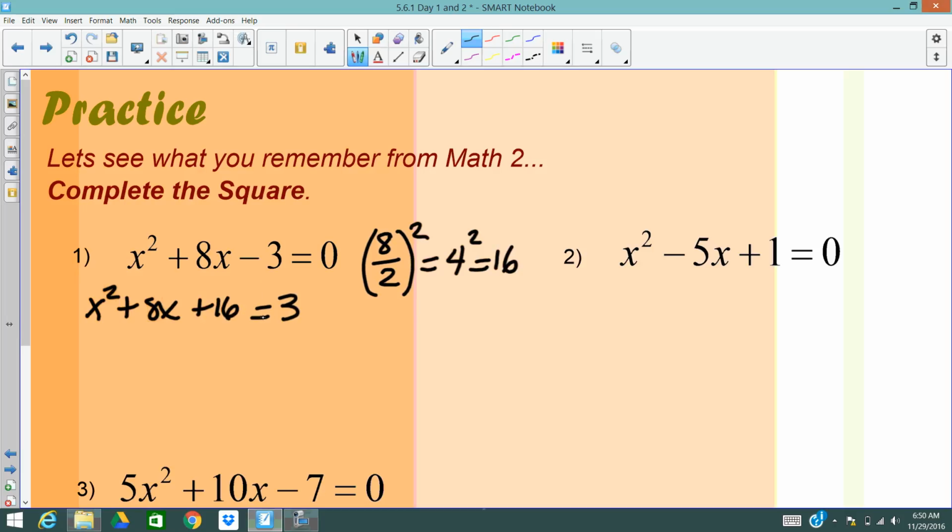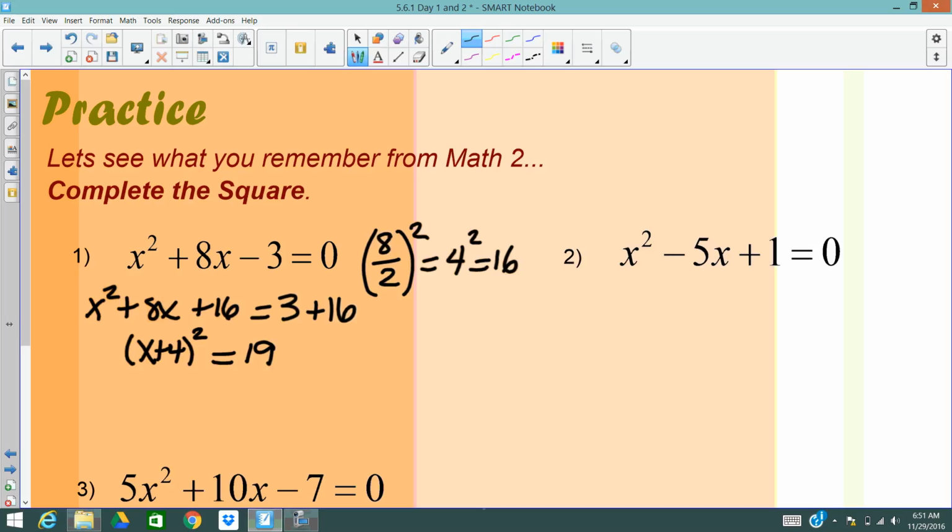And now since it's an equation, whatever I add to the left side, I have to also add to the right side to keep the two sides balanced, which is great because now the left side is a perfect square trinomial. It factors to be the quantity x plus 4 squared. And the right side now, 16 plus 3 adds to give us 19.